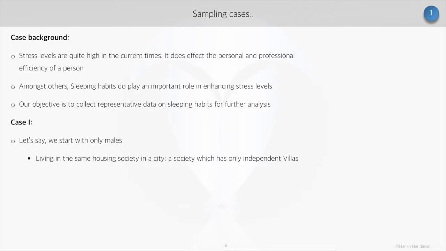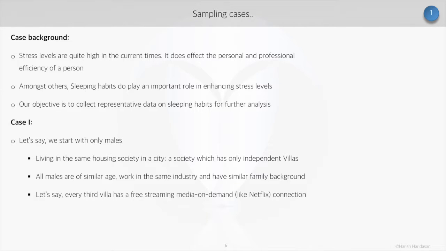Now all these guys, let's say they live in a posh society in independent houses. All are similar in age and have similar family background. Now there is a specific finding in this case. The finding is that professionals who are stressed have a habit of watching movies or other streaming media late at night, which in turn reduces their sleep time and sleep intensity as well, which obviously will further increase the stress level. Let's say every third villa has a streaming media on demand connection, something like Netflix.